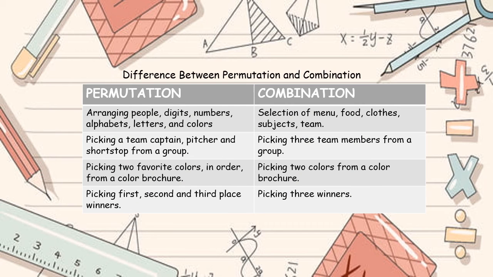And to have a better understanding, let us see the difference between permutation and combination. In permutation, it is all about arranging people, digits, numbers, alphabets, letters, and colors, picking a team captain, pitcher, and shortstop from a group, picking two favorite colors in order from a color brochure, picking first, second, and third place winners. While in combination, it is about selection of menu, food, clothes, subjects, team, picking three team members from a group, picking two colors from a color brochure, and picking three winners.